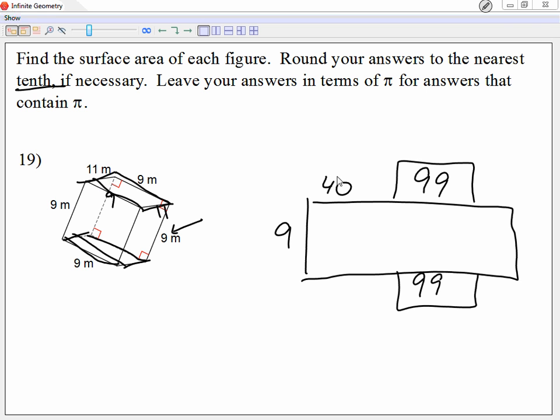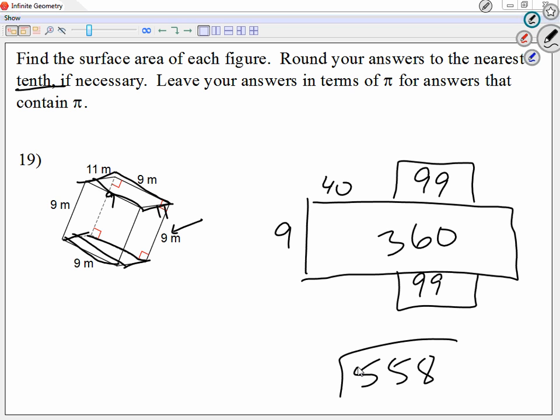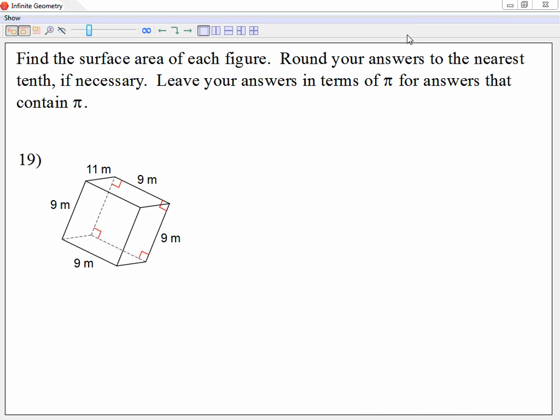All right, so I know 40 times 9 is 360. So the area of the big rectangle is 360. Remember, this is the height, and this is the perimeter of the base. Then just add everything. That's what, 558? That's it. Just that the distance around the circle, we don't call that perimeter, we call that circumference. And remember, I gave you guys the formula for that earlier.